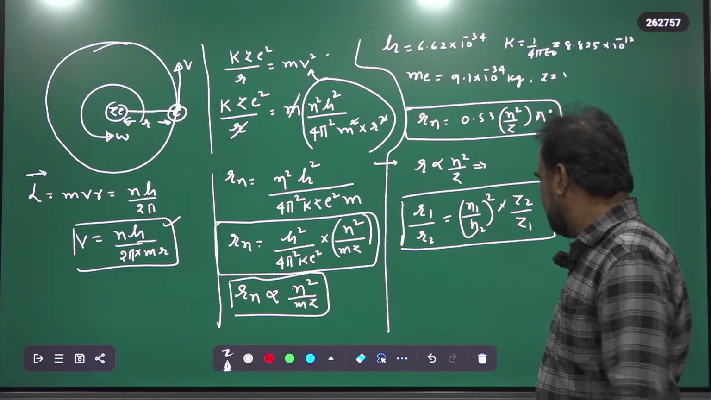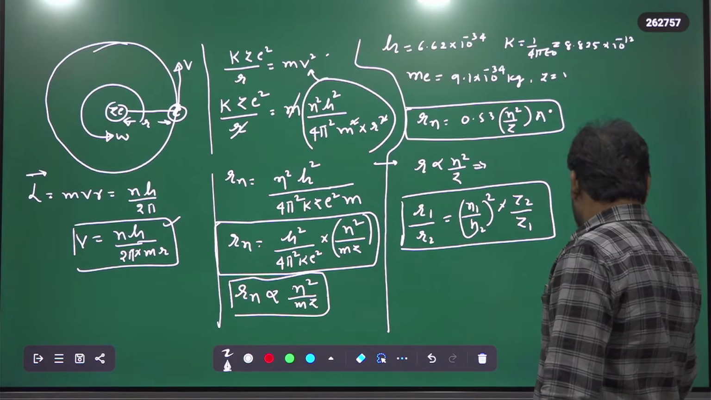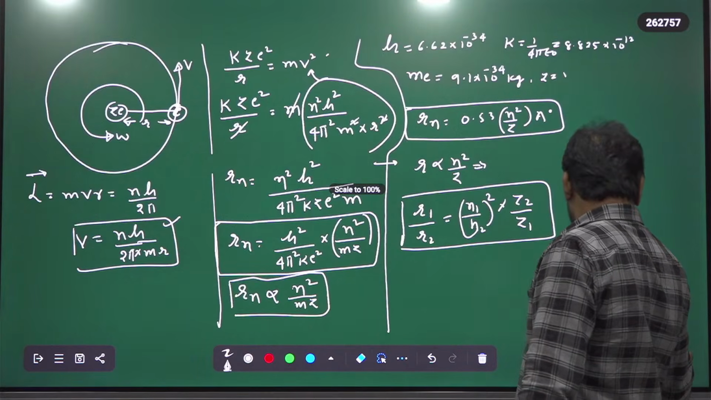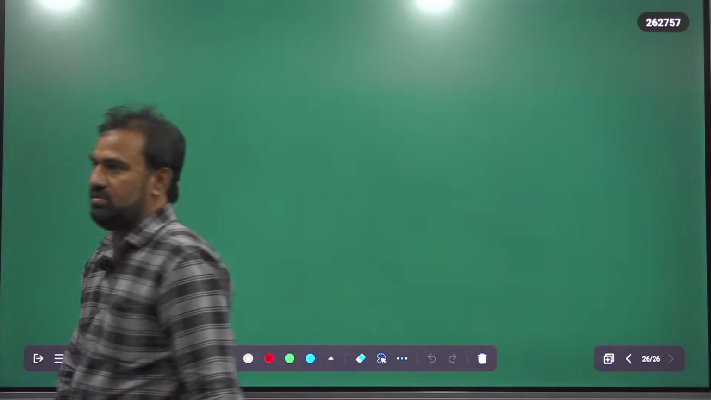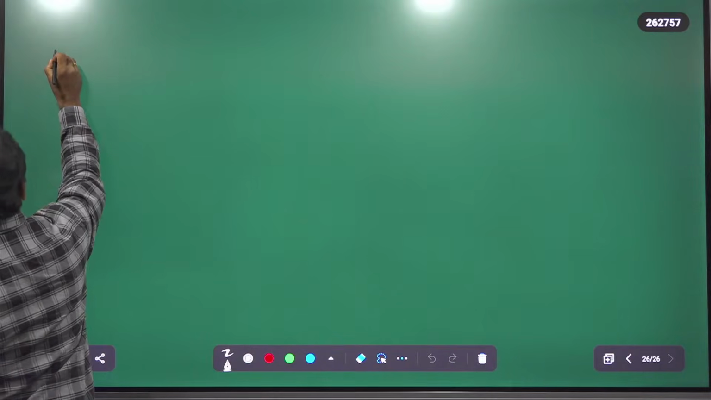Next, see, velocity of an electron in the nth orbit. What is the velocity?